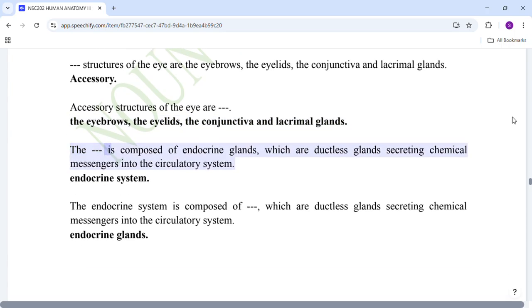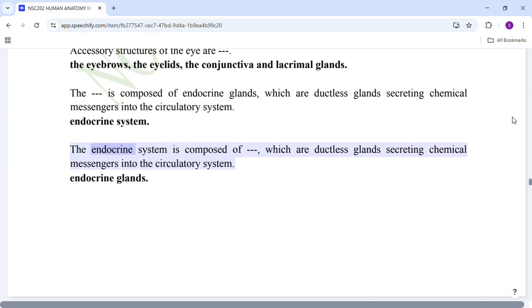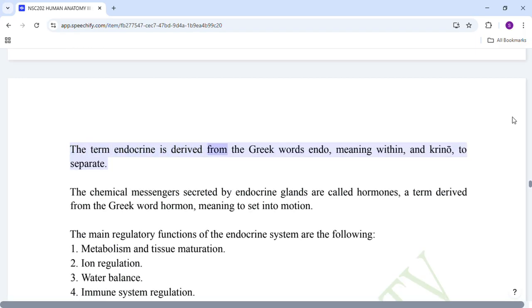The endocrine system is composed of endocrine glands, which are ductless glands secreting chemical messengers into the circulatory system. The term endocrine is derived from the Greek words endo, meaning within, and krino, to separate.